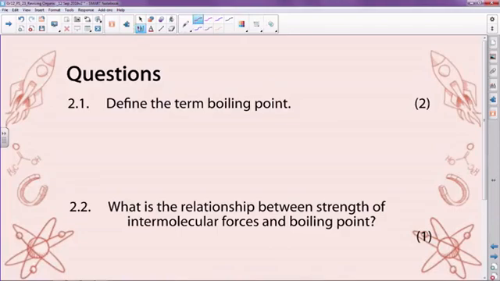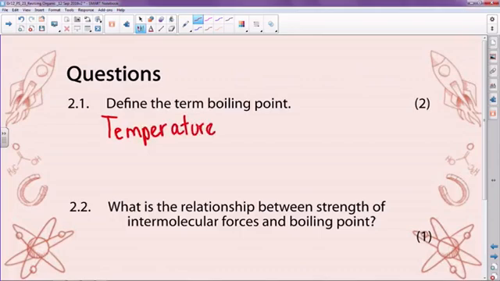Boiling point is not the point, be very careful here, at which a gas turns into a liquid. They will not accept that. That's a grade 8 to 9 definition, all right? First of all, it's not a point, it is a temperature. So the first thing they need is for you to have the word temperature. Okay, so it is the temperature.